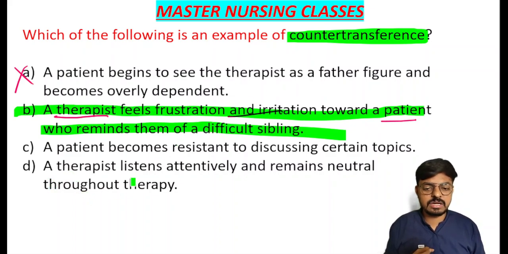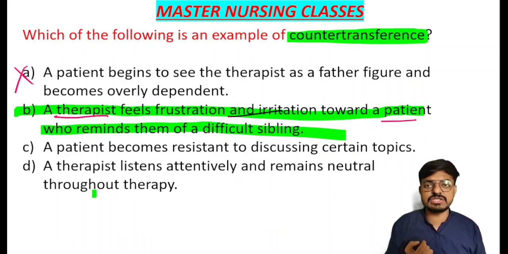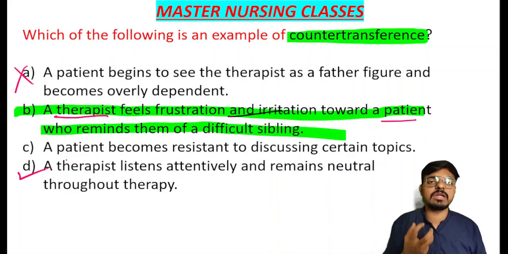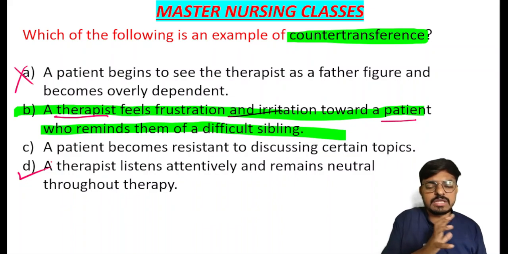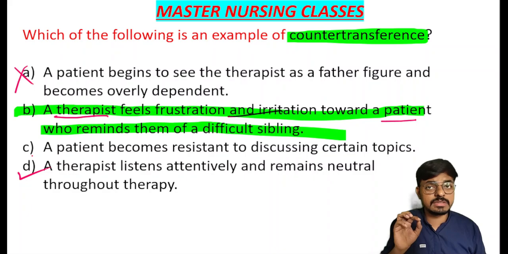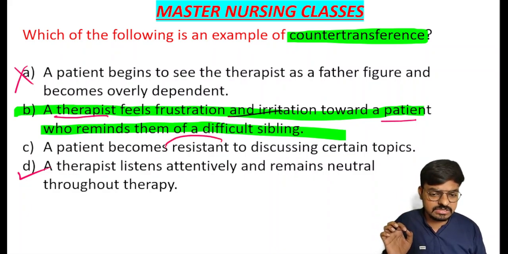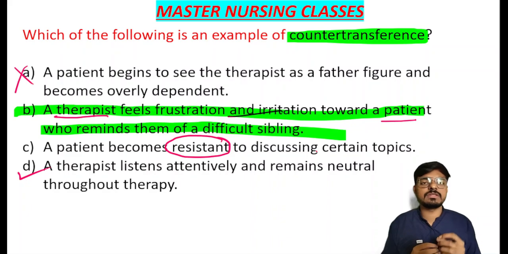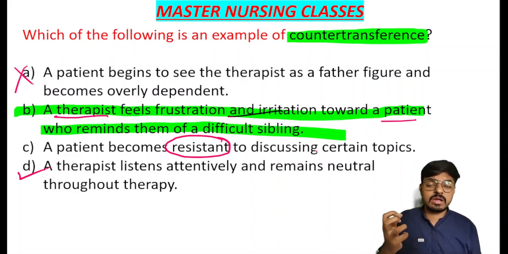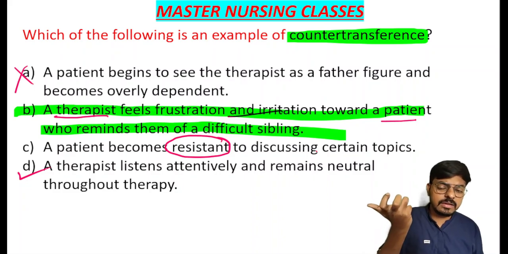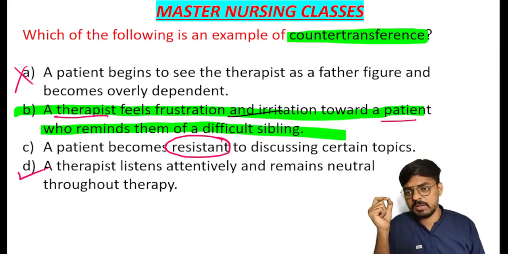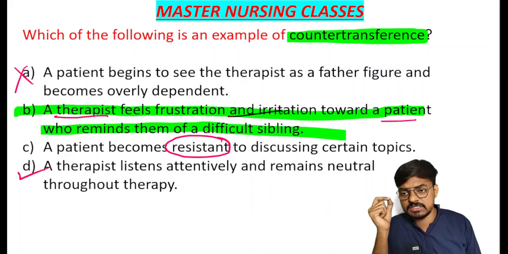Option D, that is the therapist listens attentively and remains natural throughout the therapy. So this is the normal technique of the nurse patient therapeutic relationship. This is the natural and normal process. Option C is that a patient becomes resistant to discuss certain topics. The patient is not interested to discuss certain topics. So this is the example for, again, resistance, bacho.